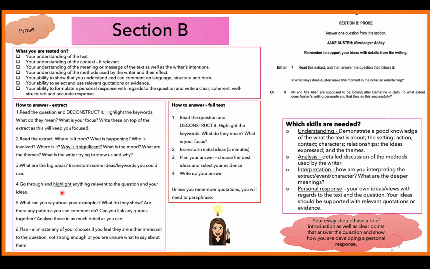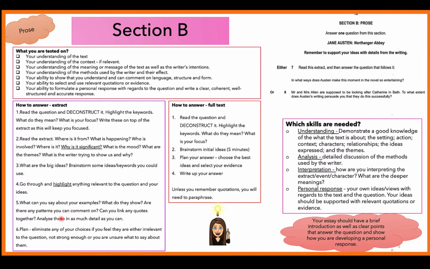As you're going through and highlighting, you may also make some notes on there. So think about the examples that you're highlighting. What could you say about them? What do they show? Are there any patterns that you can comment on? Is there a language pattern throughout? Is there a semantic field that you can comment on? Is there a structural pattern? So think about what's coming out of this as you're reading the extract. What are you noticing as you go through?